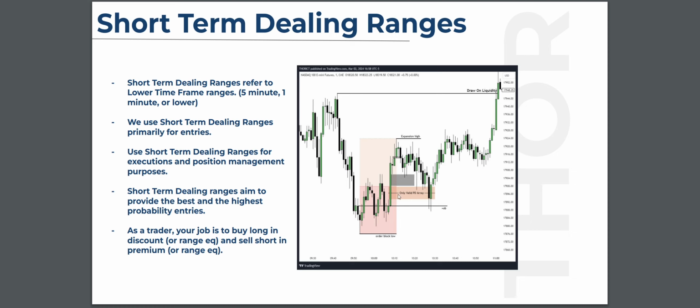So for me, any PD array above the discount or range, like a proportion of the range, is an invalid PD array. So the proportion of this fair value gap is not a valid PD array for me, and there is a volume imbalance there. It's not a valid PD array for me.